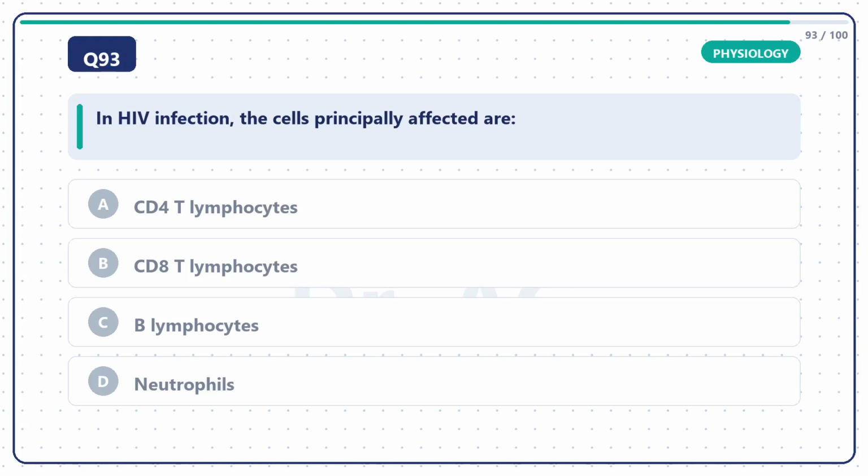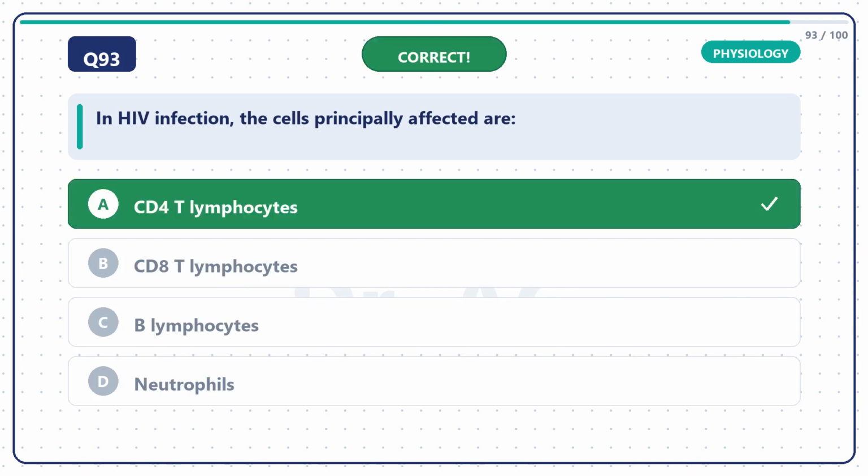Question 93. In HIV infection, the cells principally affected are option A. CD4 T lymphocytes. Option B. CD8 T lymphocytes. Option C. B lymphocytes. Option D. Neutrophils. The correct answer is option A.